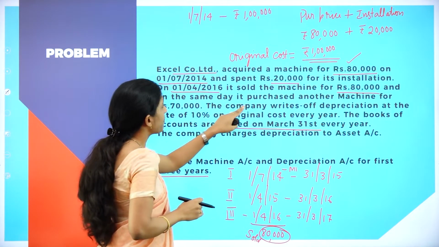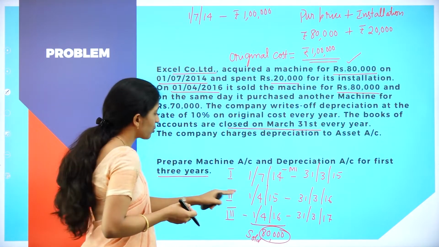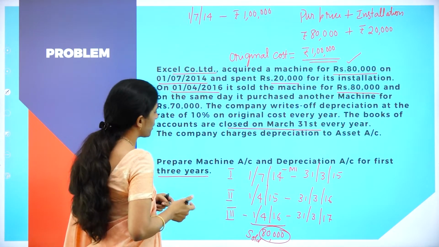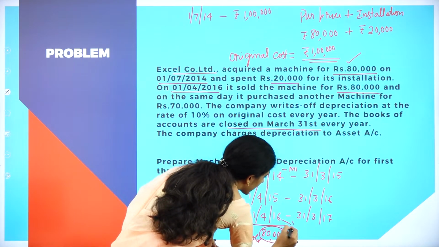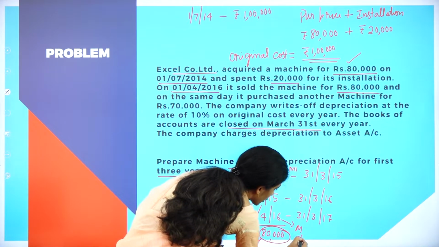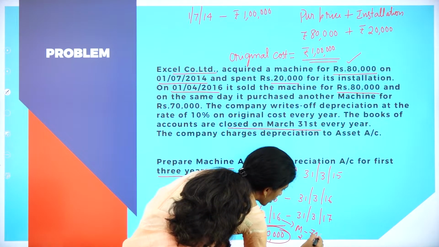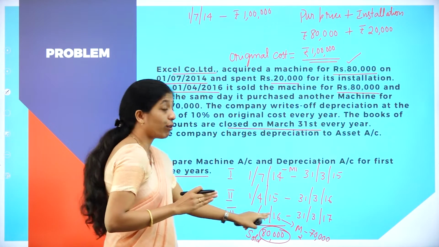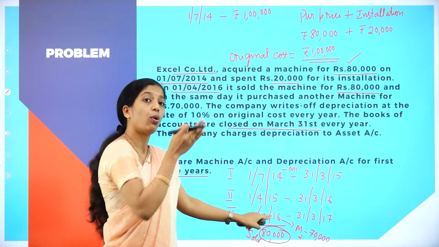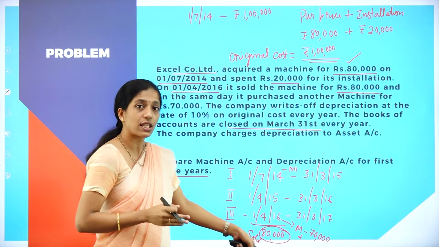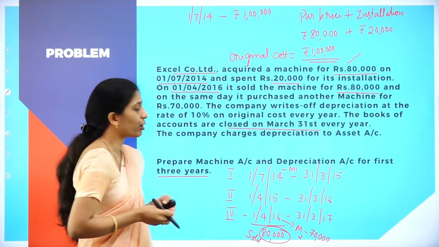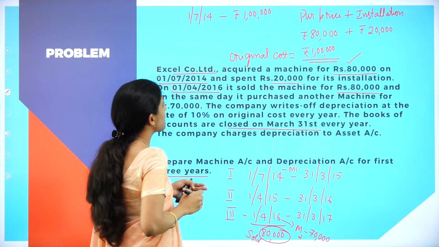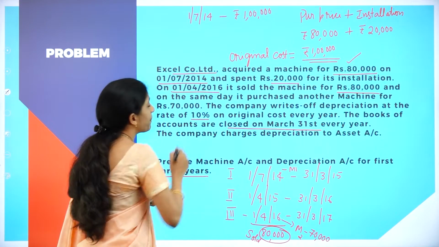And on the same day, they purchased another machine. So on 1/4/2016 itself, they have purchased one more machine for rupees 70,000. So let us take it as machine 2. What is the value of the machine? 70,000. Hope you are clear with this. On 1/4/2016, they sold the old machine for rupees 80,000 and they have purchased a new machine for rupees 70,000. The company writes off depreciation at the rate of 10%.